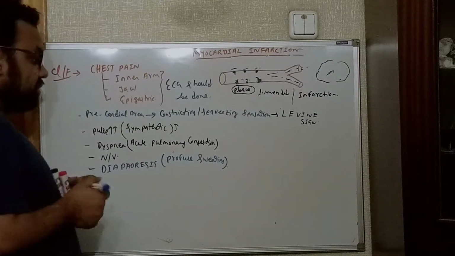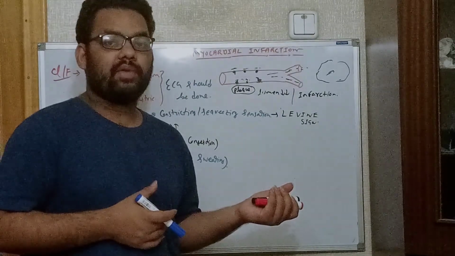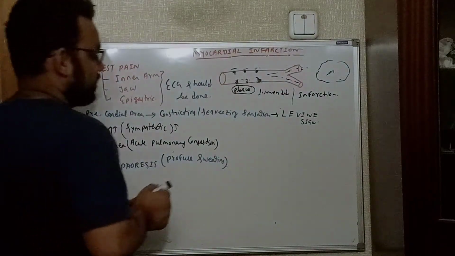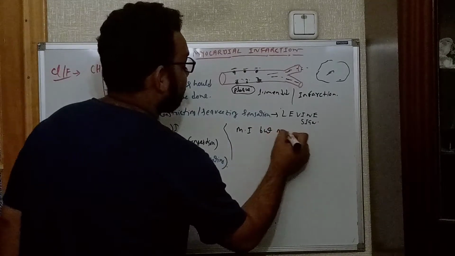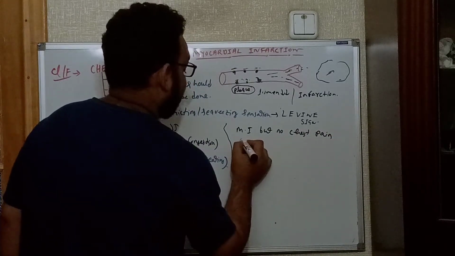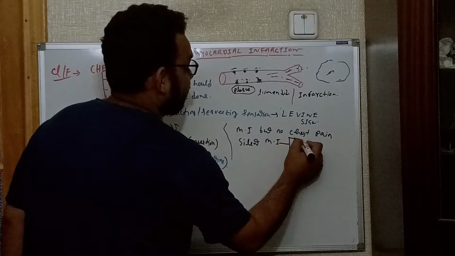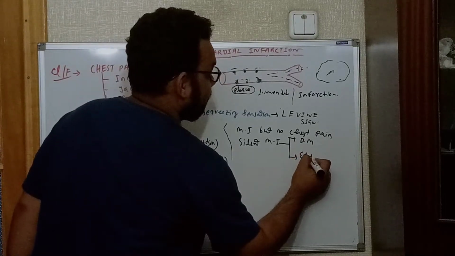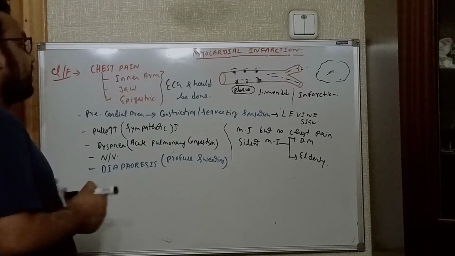Now we'll see some types of myocardial infarction where we cannot see the chest pain. This type of myocardial infarction is known as silent myocardial infarction. So let me write it: myocardial infarction but no chest pain, also known as silent myocardial infarction. This type you can see in patients who have diabetes mellitus, and in elderly patients.